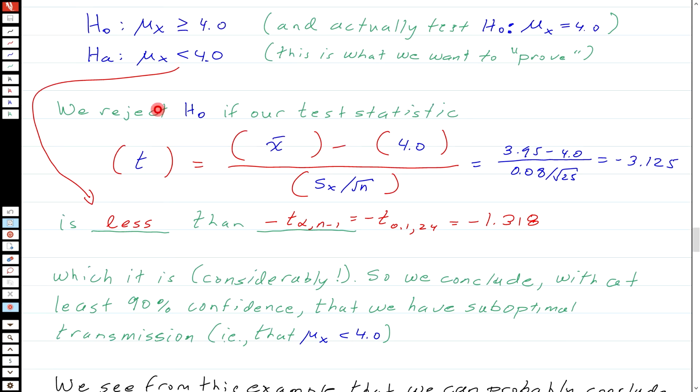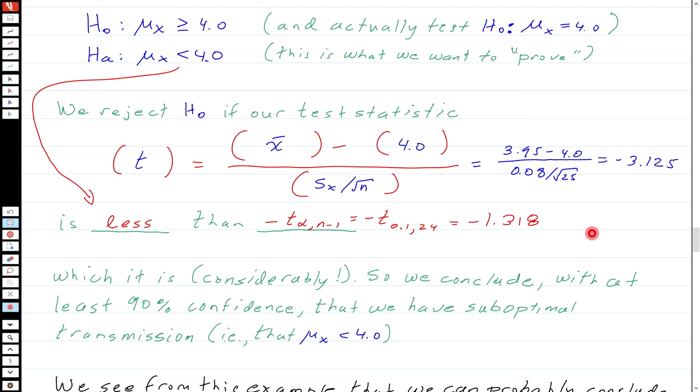We continue our sentence. So we reject H naught if our test statistic t equals minus 3.125 is less than, the less comes from HA, so the direction of this thing. And then our critical value is minus, because we're looking in the negative direction, t alpha, n minus 1. Alpha is 0.1, n minus 1 is 24. Look this up in my t table, and I see I get minus 1.318.